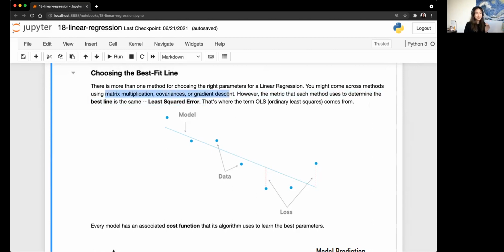We're going to go through these at the start of the next phase. Matrix multiplication, gradient descent, covariances as well. I think in your labs, they go over the covariance method of solving linear regression. It's good to know, but you'll never have to do that calculation.